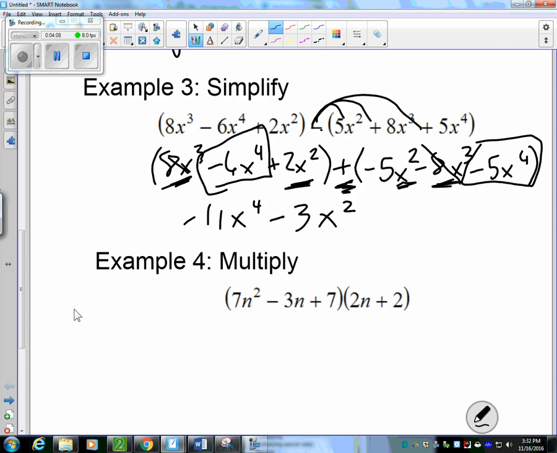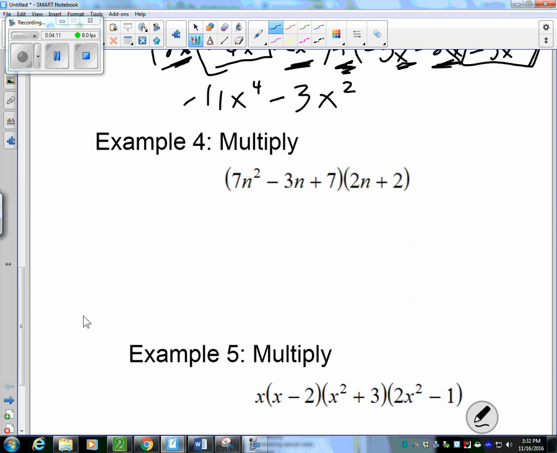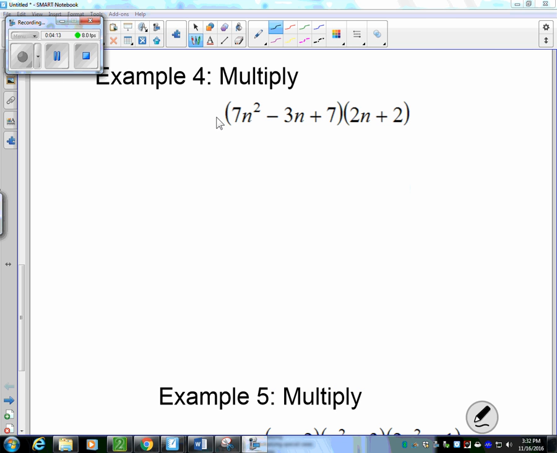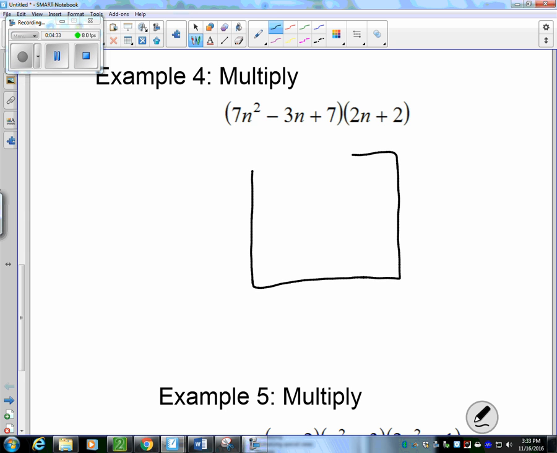Moving on, multiplying. When you multiply polynomials, it's going to be very similar. We've done similar problems like this before. We have a trinomial here, a quadratic polynomial, the trinomial times a binomial. I think the easiest way to do this is with a Punnett square. So with the Punnett square, we have a trinomial, so I'm going to make 3 rows, and a binomial, so I'm going to make 2 columns.